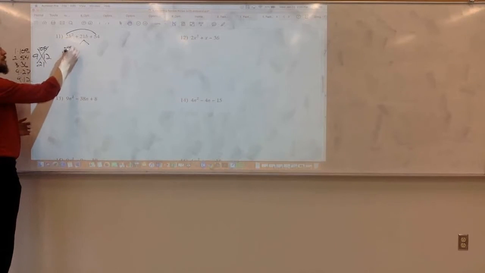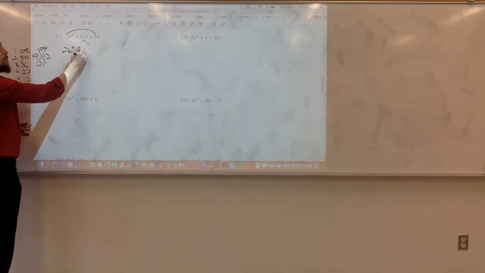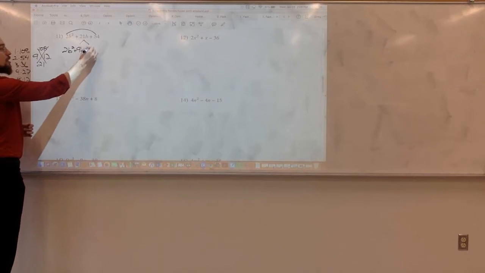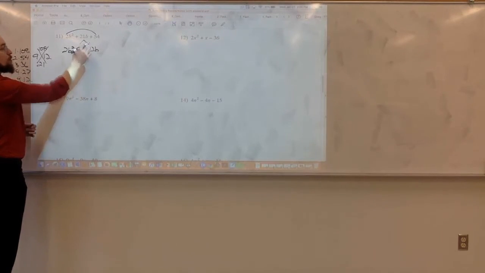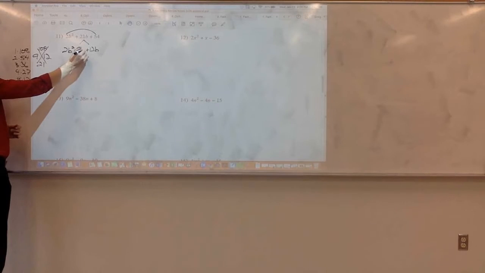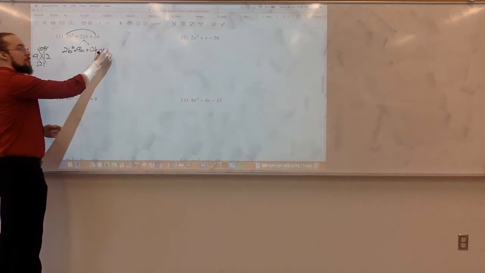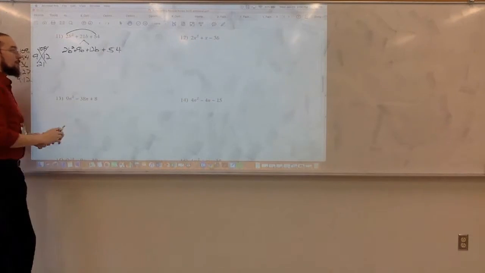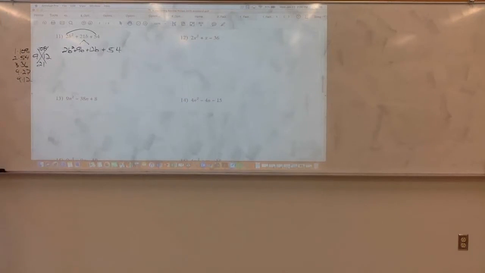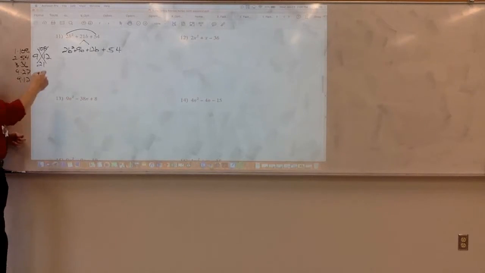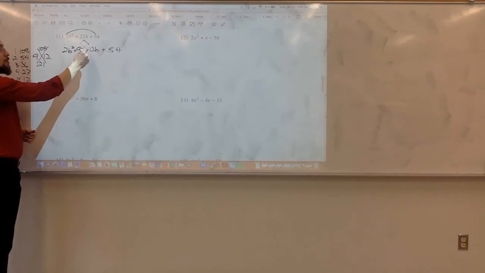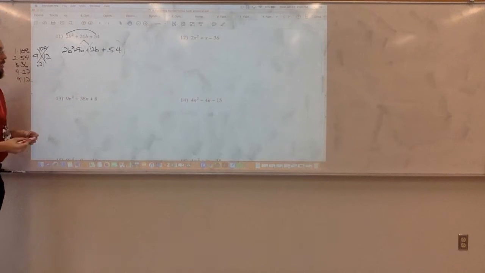This 2b squared comes down. Then I'll have plus 9b plus 12b. So this 21b I just split up into 9b and 12b. Okay, and then the 54 comes down as well. So now I want to group the first two terms and group the second two terms. So I'm grouping like this.